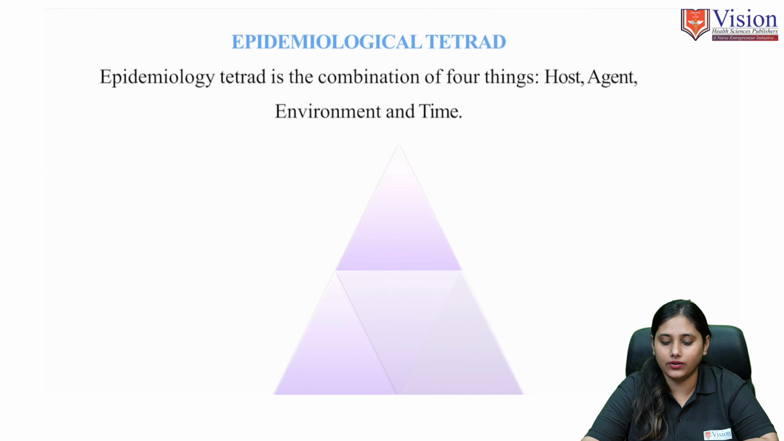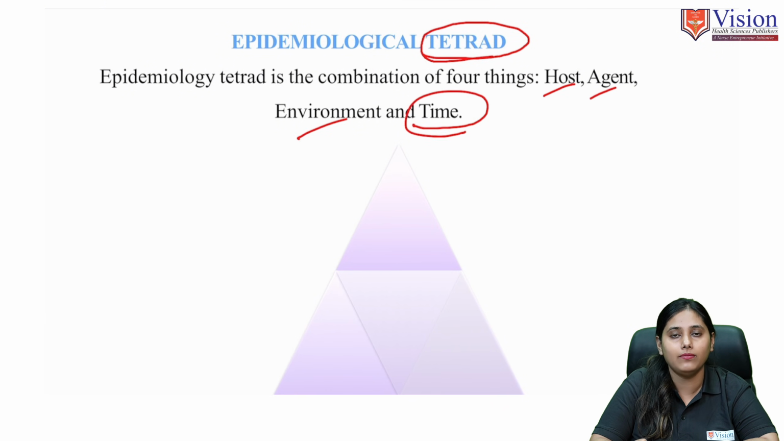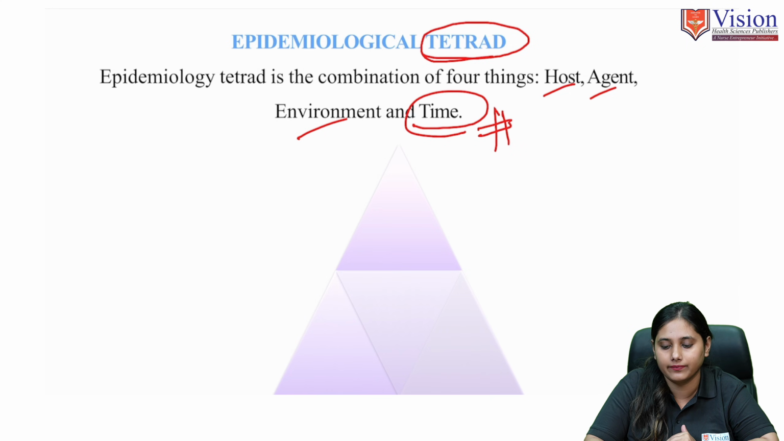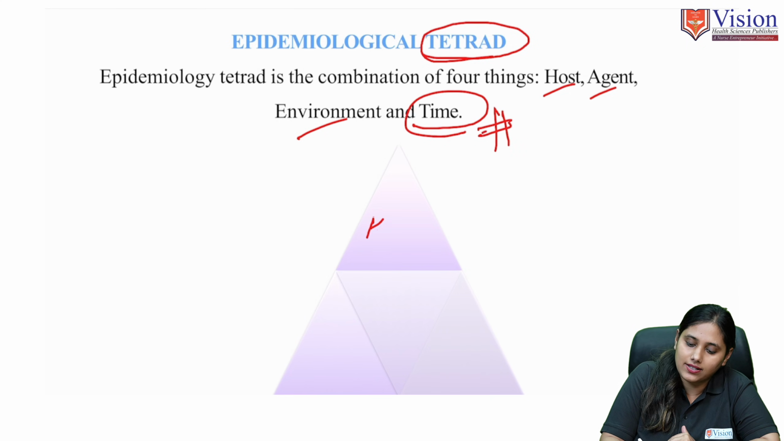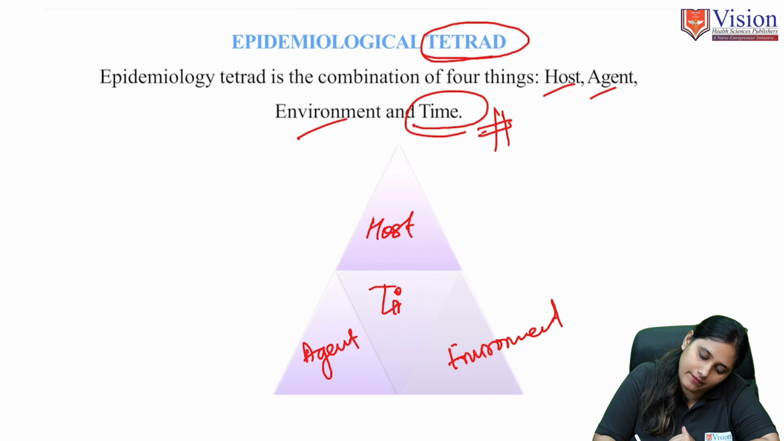I have already told you in the introduction that the epidemiological triad has been updated into the epidemiological tetrad. And what is the fourth component added? It is the time, the duration. So the three things are the same as in the triad, but the one component added in the tetrad is time. So there is a host, there is an agent, there is environment, and the fourth thing is the time.